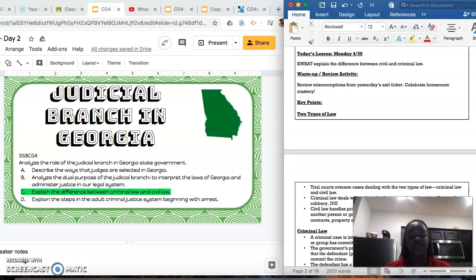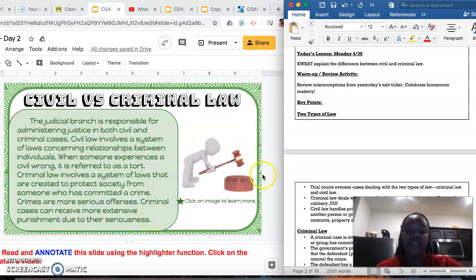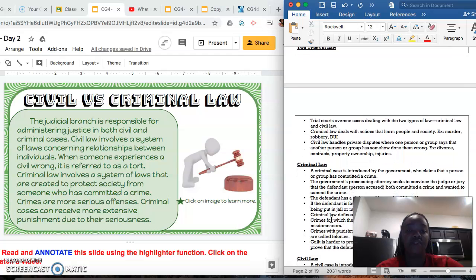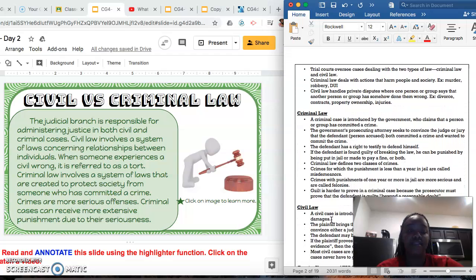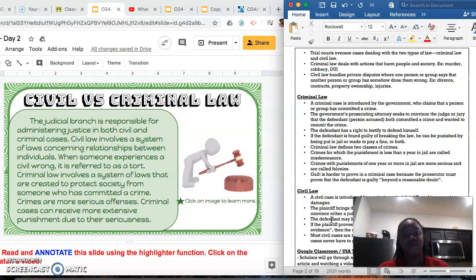Today we are going to continue our unit on the judicial branch in Georgia. Today's objective is scholars will be able to explain the difference between civil and criminal law. So we're going to begin today's lesson about describing the two types of laws. Trial courts oversee cases dealing with the two types of law, and those two types of law, once again, are criminal law and civil law.